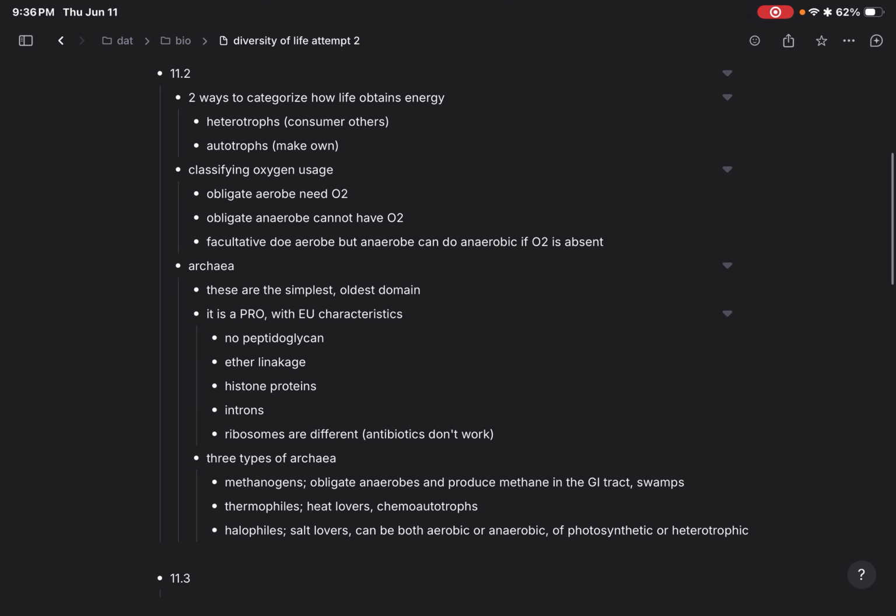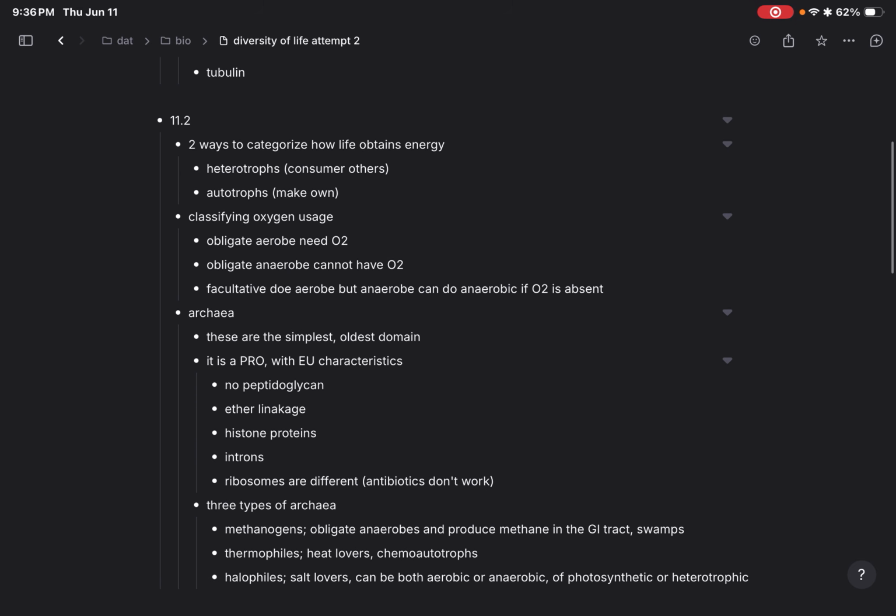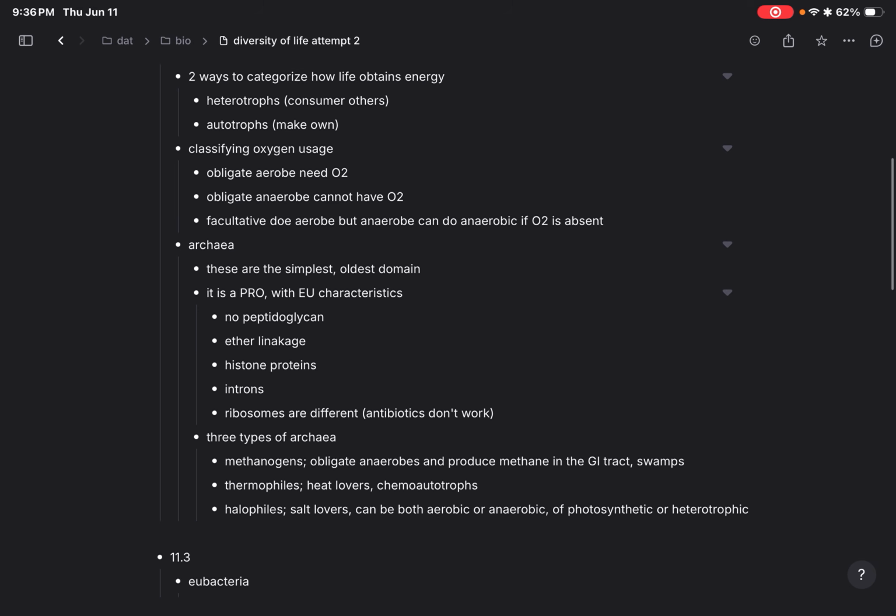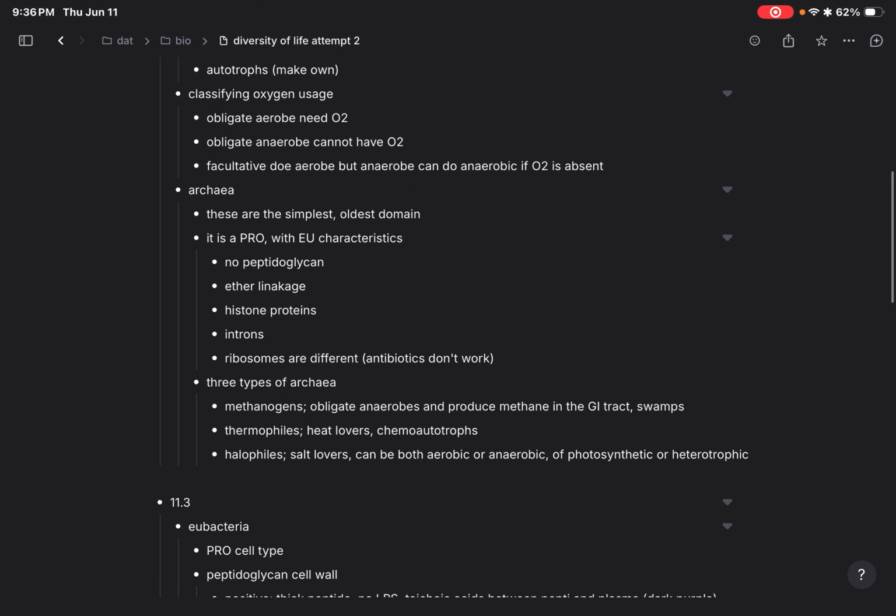Now, classifying oxygen usage. There are three options: we could be completely reliant on oxygen, we could be harmed by oxygen, or we could do both. Obligate aerobe is the term for depending on oxygen. Obligate anaerobe means we cannot have oxygen, that is, oxygen is detrimental to us. And facultative means it does aerobic respiration, but it can also do anaerobic if there's no O2, so it could do both.